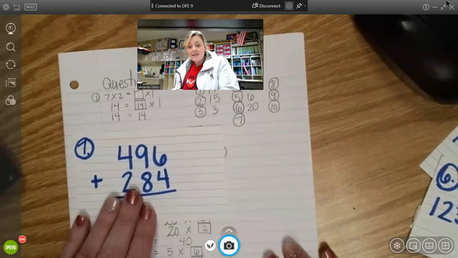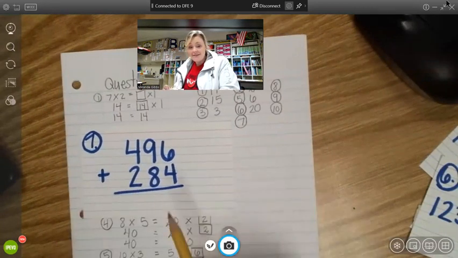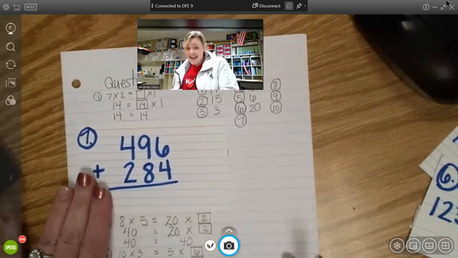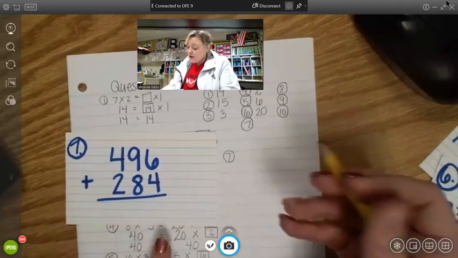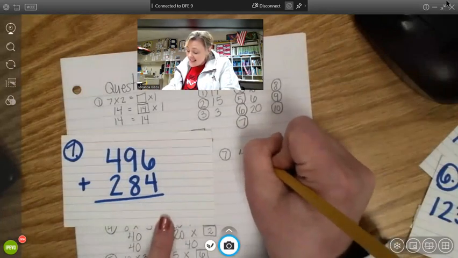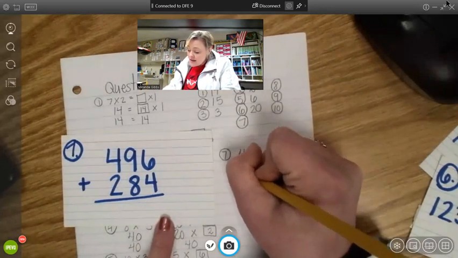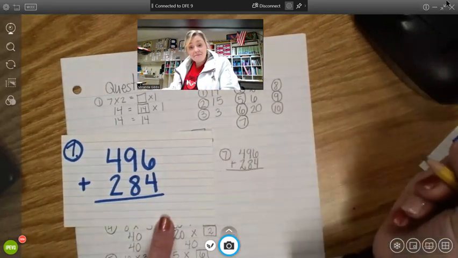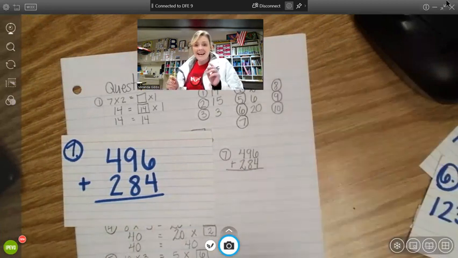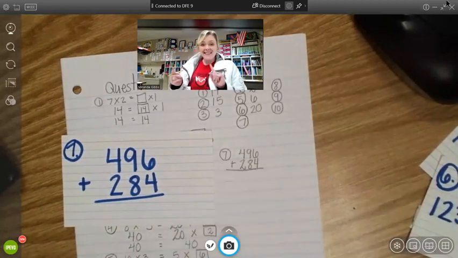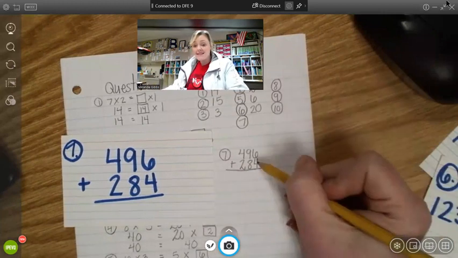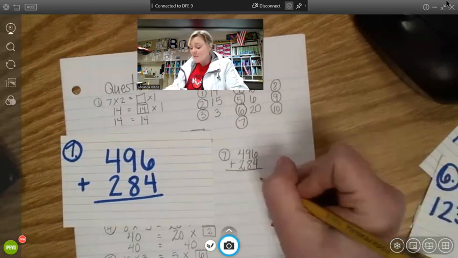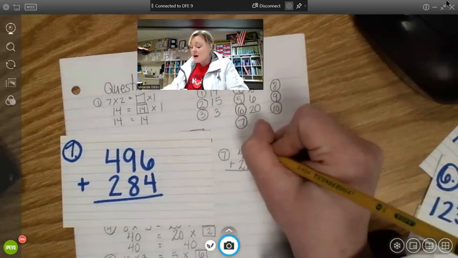Now go ahead and pause the video and solve problem 7. All right, hopefully you paused, and now you're going to check your work. 496 plus 284 is the same as, when we add and subtract, we start in the ones place. Go to your ones, line them up. 6 plus 4 is 10. Put down a 0, carry a 1.